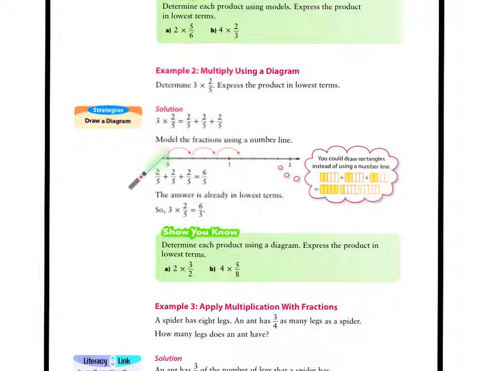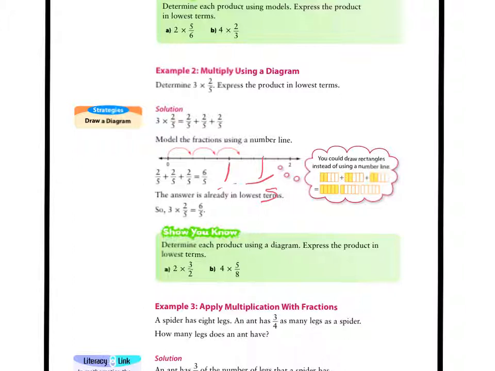So you can see here they jumped 2 out of 5 once, 2 out of 5 twice, 2 out of 5 3 times. And you end up getting 1, 2, 3, 4, 5, 6 fifths. And you can actually change that to a mixed number. 5 goes into 6 once, with one left over. So as a mixed number, you could have got an answer of 1 and 1/5. Ignore that little line that I did there. So 1 and 1/5.